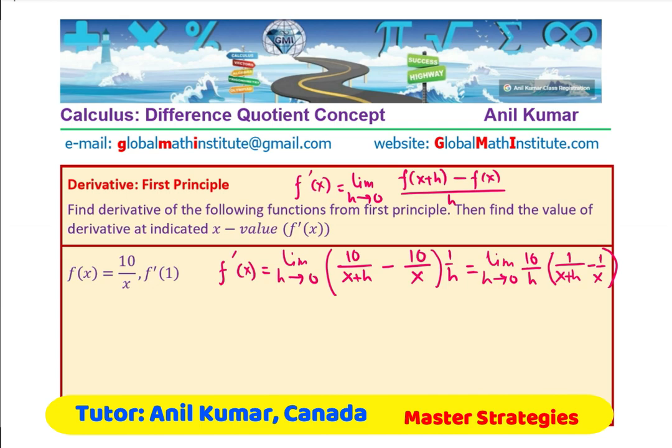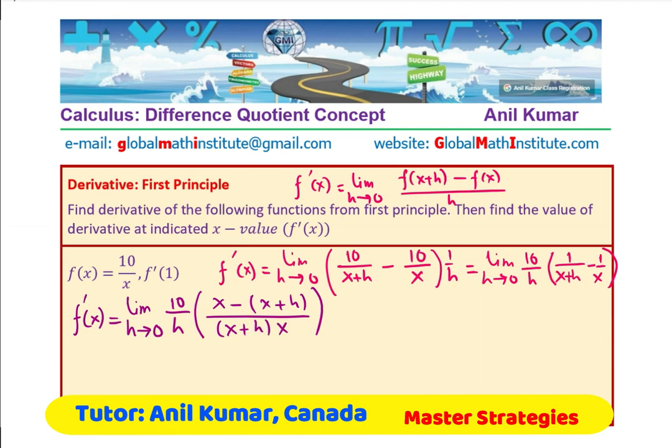H is already outside. So let me change the ink here. It's better because things get mixed up, right? So when you're working with limited spaces, you have to use different colors. So we have limit h approaches 0, 10 over h, and within brackets, I'll cross multiply. So we get x minus x plus h. See the importance of the brackets which I'm putting, right? And the denominator will be x plus h times x. Absolutely clear?